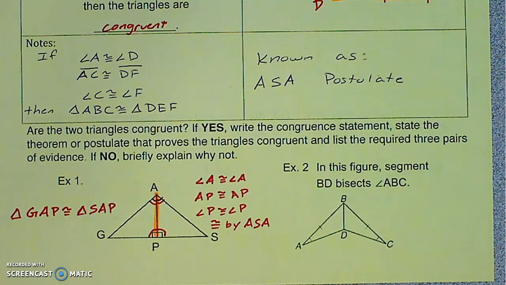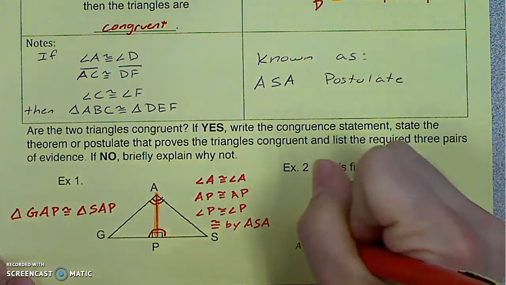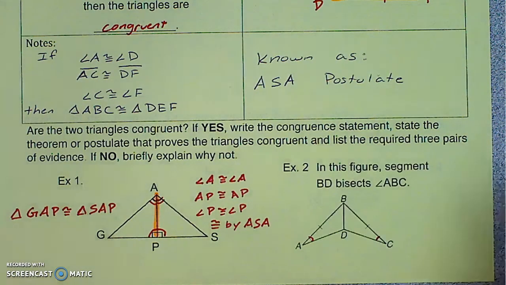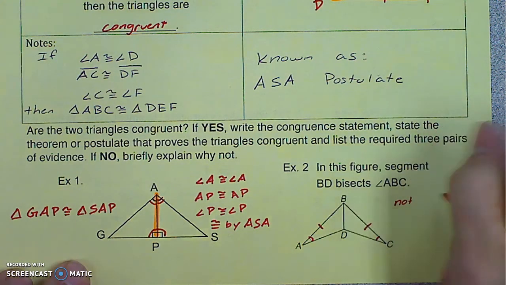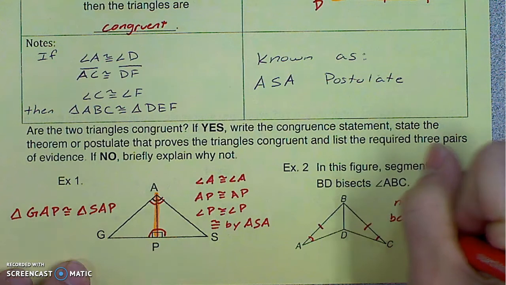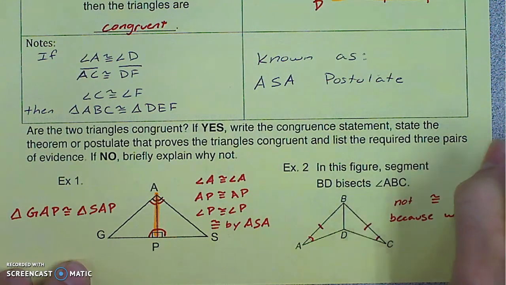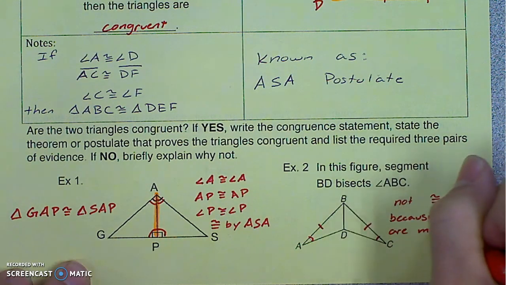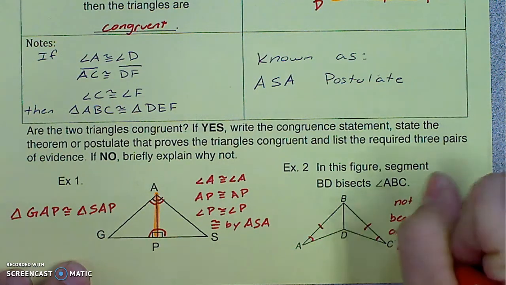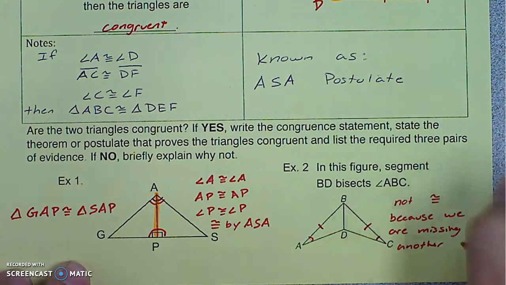But now we look at example 2. We're only given this angle here. We're given this side. But we're not given another angle that is the same. So therefore, these 2 are not congruent, because we are missing another angle.